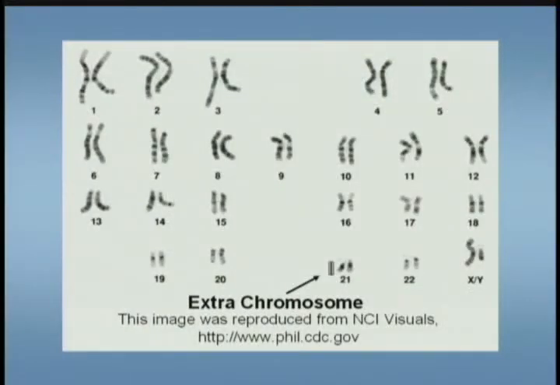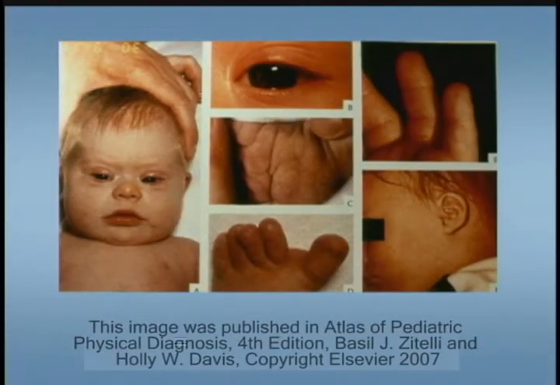Here you see the extra chromosome. It's an extra 21st chromosome. And here are some of the common findings that you'll see. Remember, these are syndromes that are a constellation of findings. So you will have the mongoloid slant to the eyes. You can have the epicanthal folds. The eyes seem to be a little bit wide-spaced.